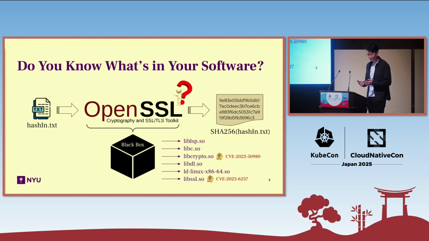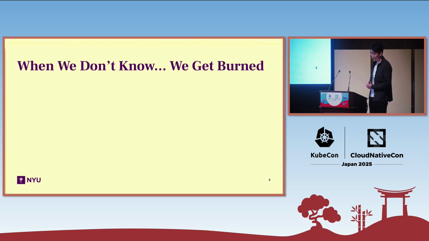So the question becomes, do you really know what's in your software? Not just what's declared in your Cargo.toml or package.json, but what's actually used at runtime, linked into your binary, and potentially exploitable. If we don't know what's inside our software, we get burned.